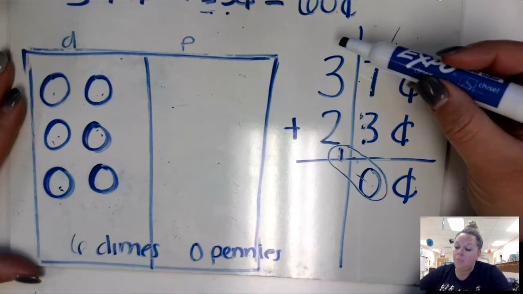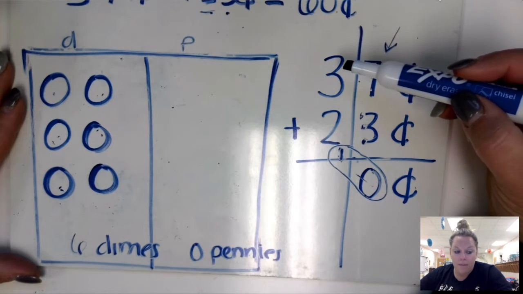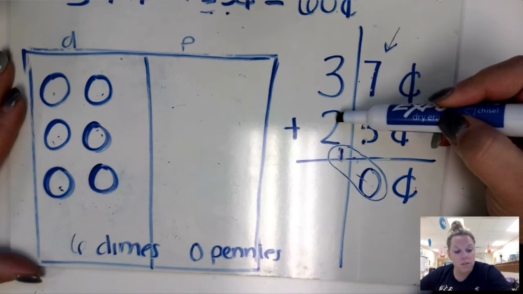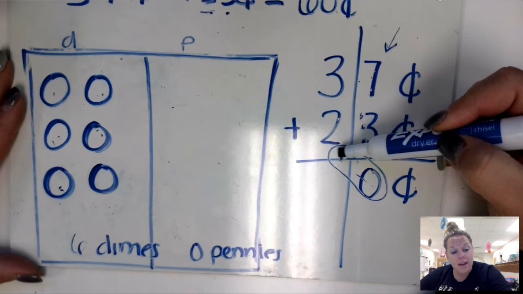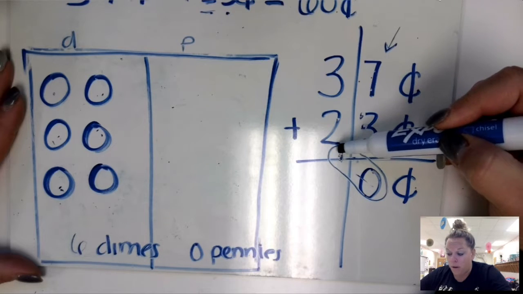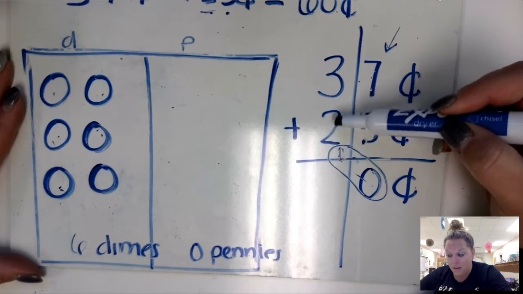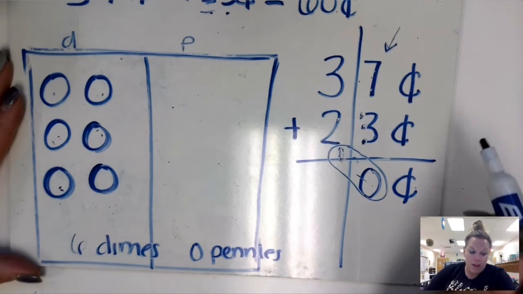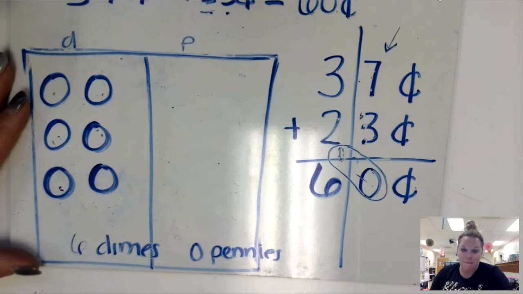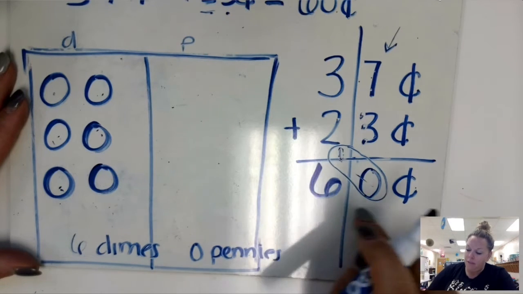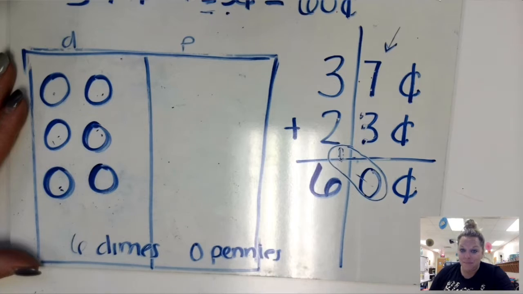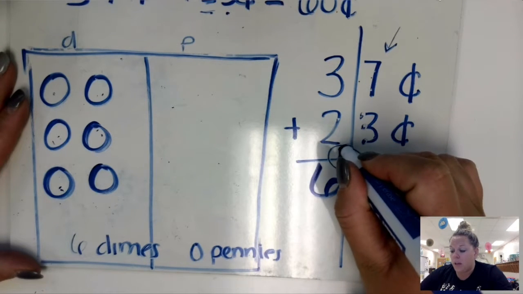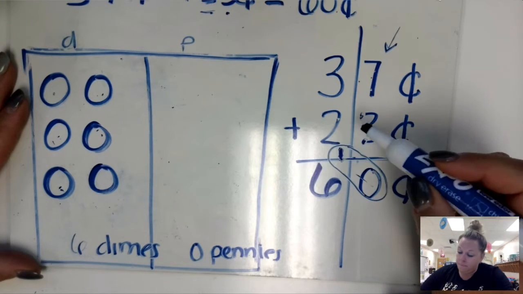Now we're going to add up the dimes. We have to add up the 3 plus the 2. 3 plus 2 is 5. And then I need to add 1 more dime. Remember, we traded. So 5 plus 1 is 6. So how much money do I have? I have 60 cents.